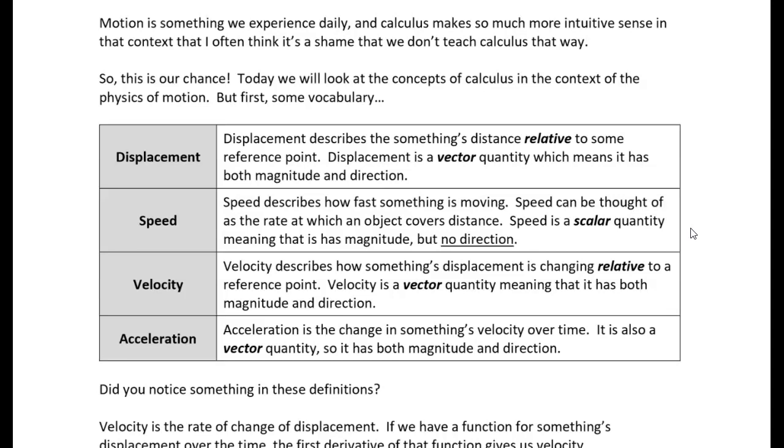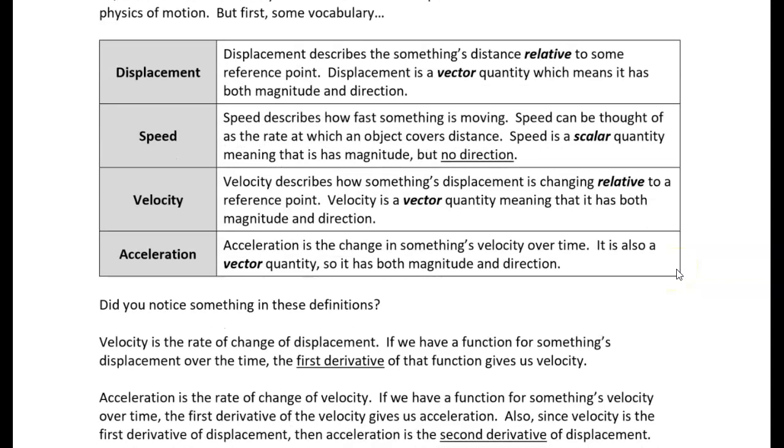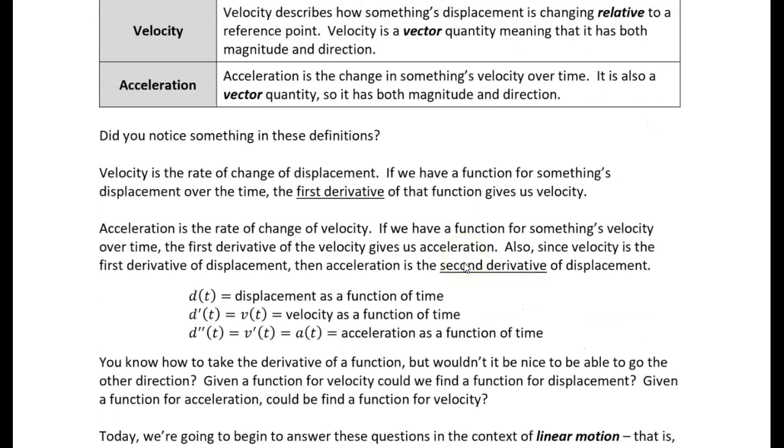Right? So if you're speeding up or slowing down, right, your velocity is increasing or your velocity is decreasing, then you have acceleration. And in physics, we use it as a vector quantity. So what I want you to notice in these definitions is that basically, velocity is a rate of change. It's the rate of change of displacement over time. And so that means that if we have a function for the displacement of some object, then the first derivative of that function is the velocity. And acceleration is the rate of change of velocity.